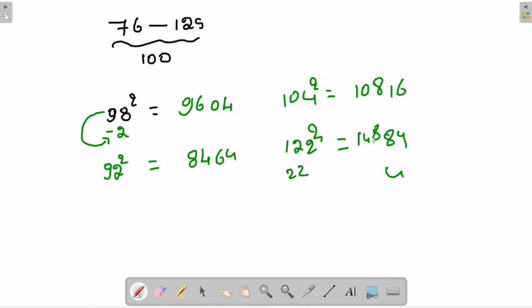For this, suppose the question is like this. How will you solve 198 square? I want the answer. How will you use it? I mean, how to solve this question?